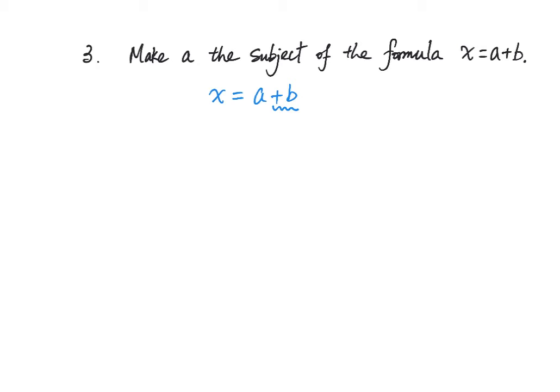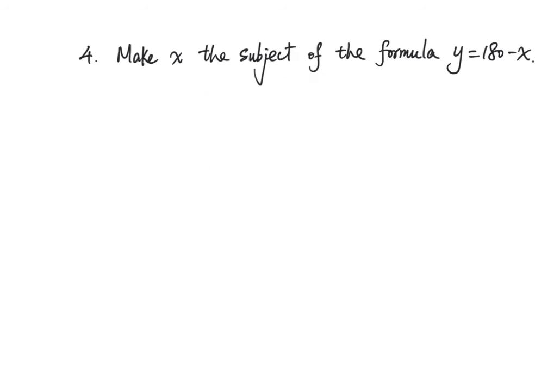So we can easily get x minus b equal to a. Okay, let me write the subject on the left hand side equal to x minus b. That's it. Let's see the last example of basic level. The formula is y equal to 180 minus x.